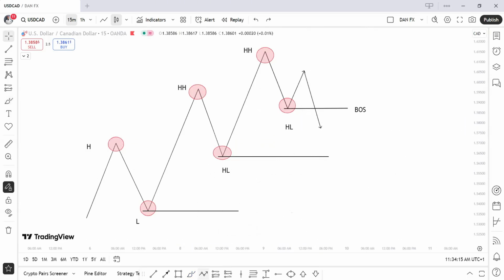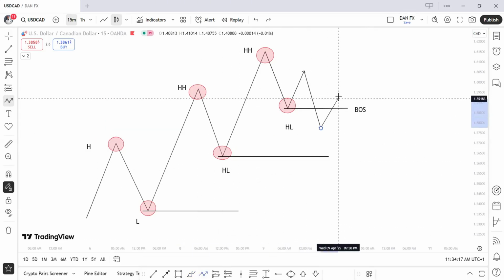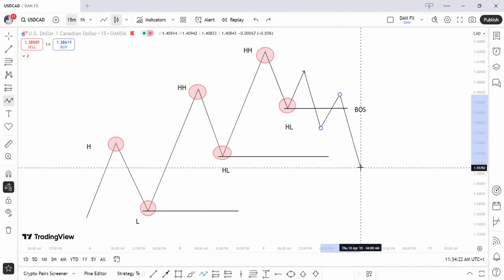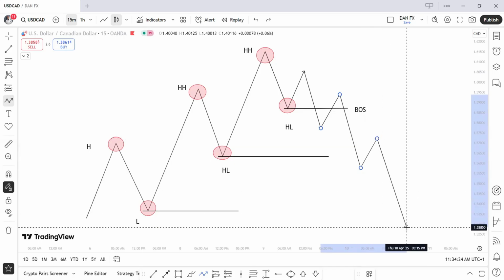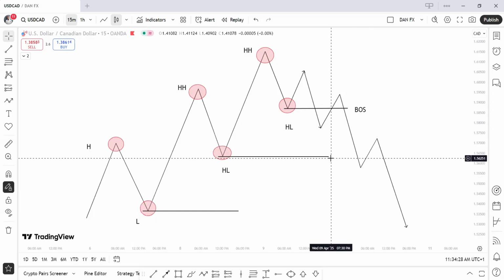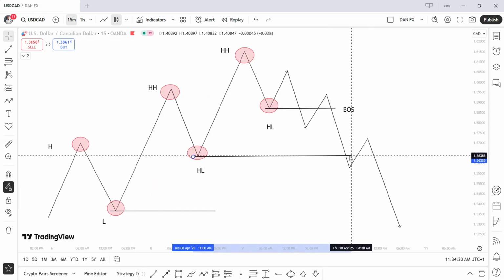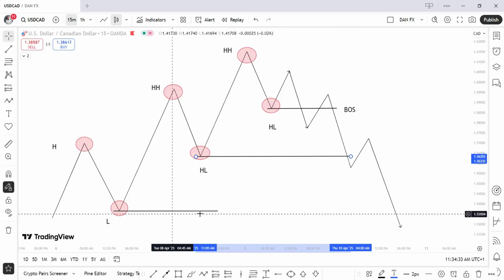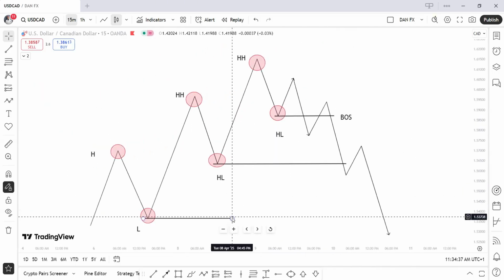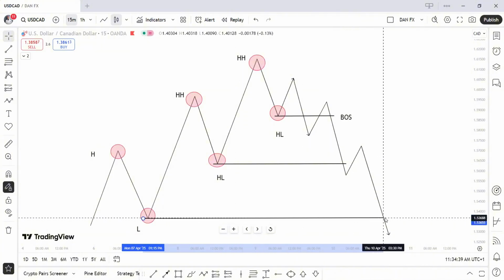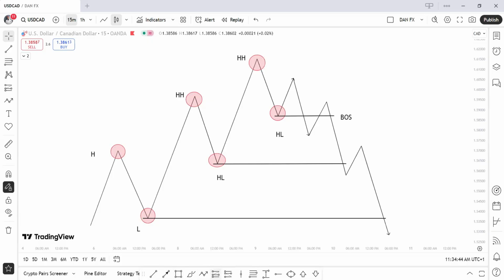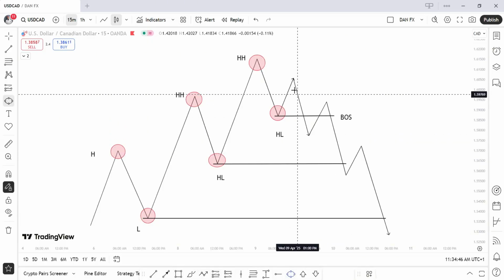Now we're going to start getting lower highs and lower lows. We have a lower high here, then a lower low here, then a lower high here, and a lower low here, and then eventually price is going to come and break these other structures here. It's also going to come and break this structure here, right? And now what do we have? After the break of structure, we have a new trend, which is a downtrend.